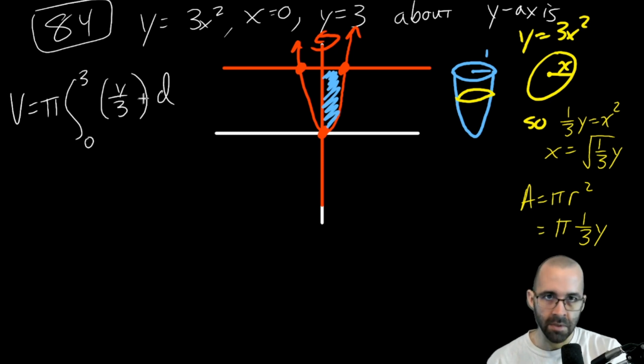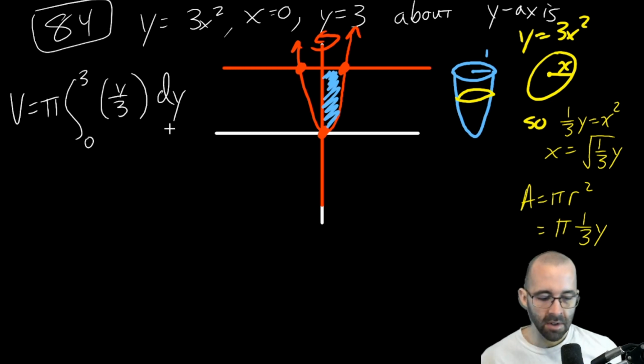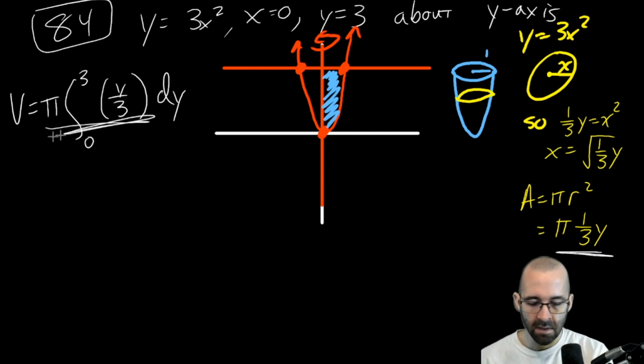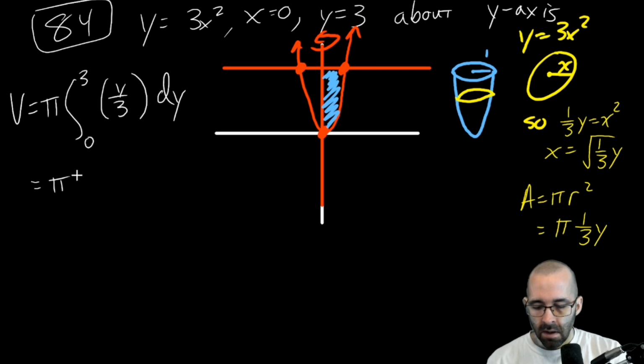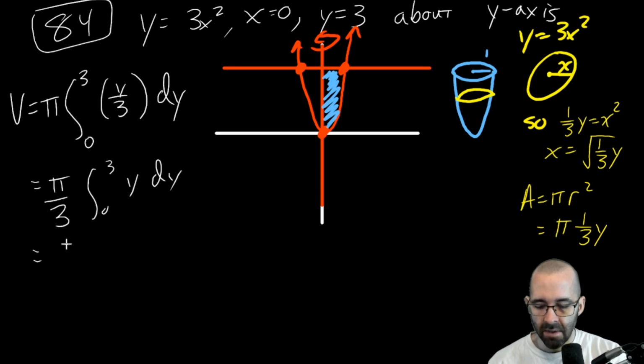Again, you could have a square root and square the square root, but you'll get this in either way. And that's our area. There it is. Or this is also the disk method. So pi over 3, we can factor that out. 0 to 3 of just y dy. Take the antiderivative. Y squared over 2.